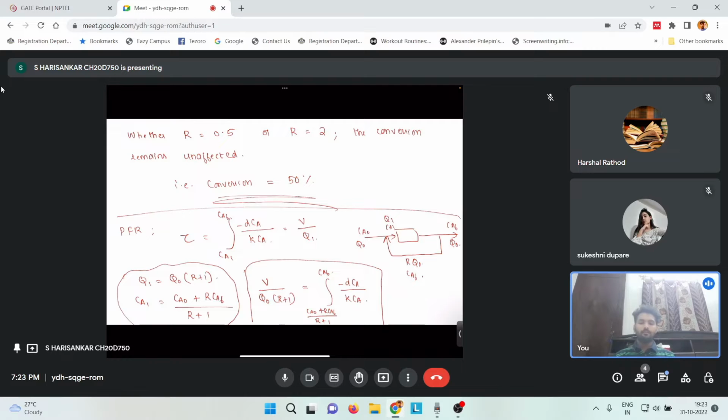That's all. For recycle reactors, whether it is CSTR or PFR, all you need to find is the new flow rate Q1 and the new inlet concentration CA1. Once you find these two values, it is a pretty straightforward method for solving these problems. So is this clear?